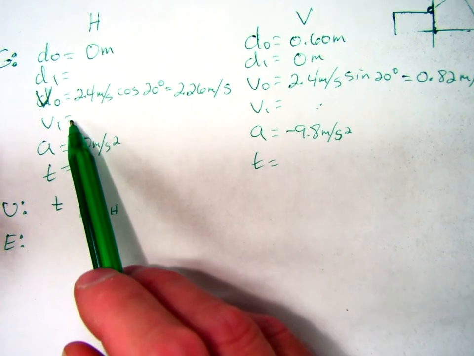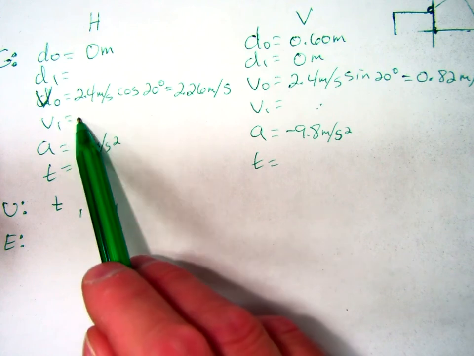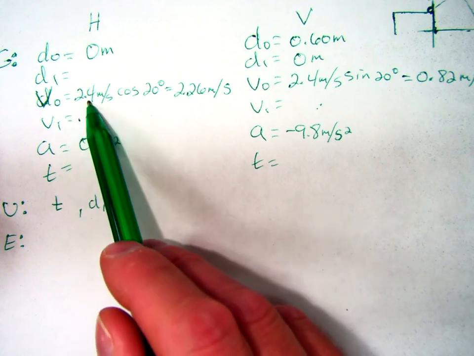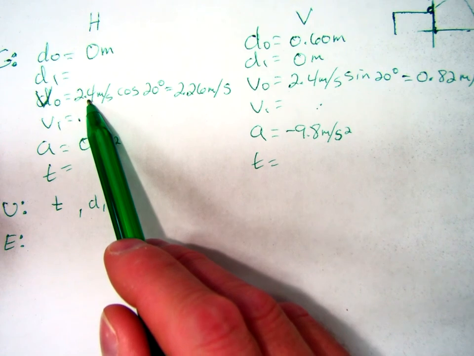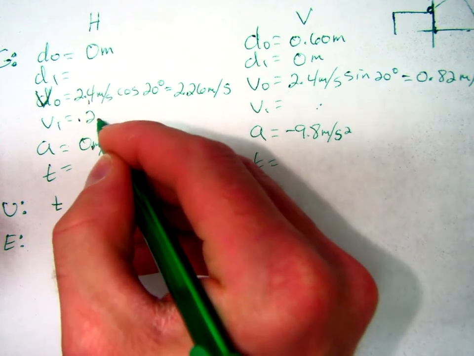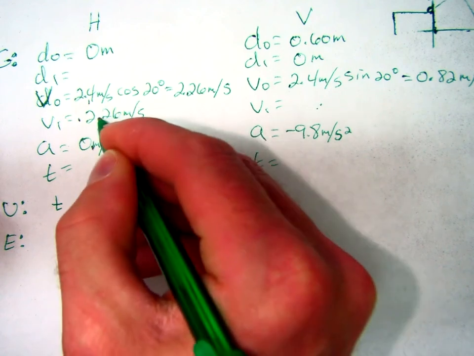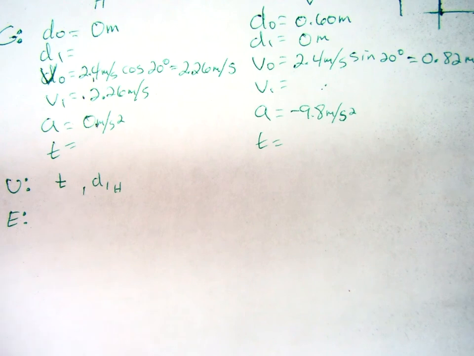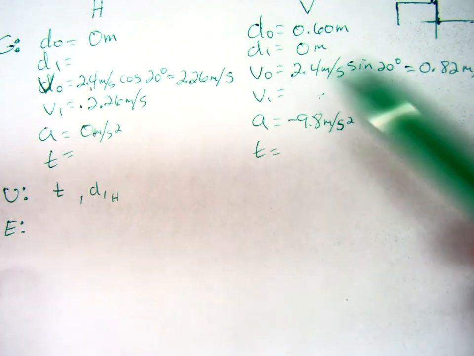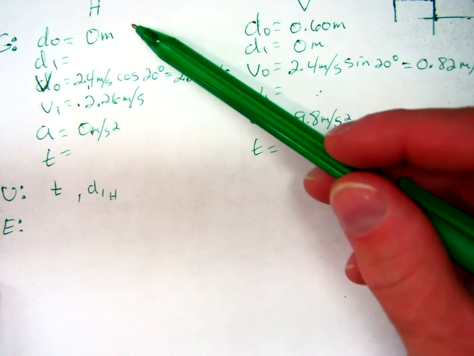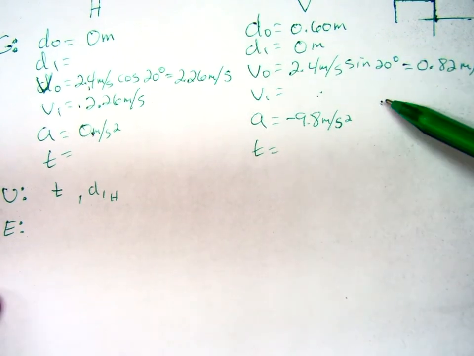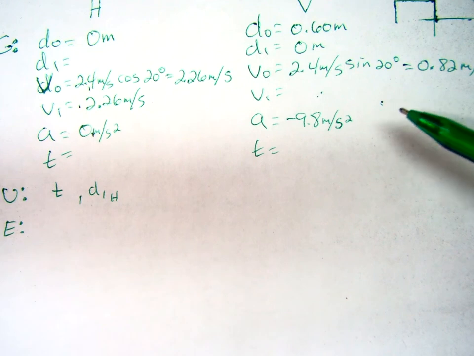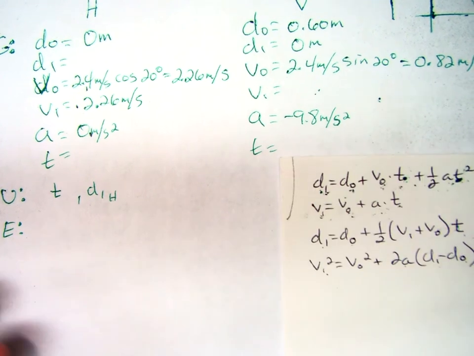Also, if there is no acceleration, then V1 is equal to V0. So horizontally, the velocity is constant. So we can say this V1 is also 2.26 meters per second. Now, we're not going to use V1, so it really doesn't matter whether we have that written down or not, but that is one thing you can fill in. We're going to solve for time, and we do not have enough information here to solve for time in any of the equations. So I'm going to go over here to my vertical side, and I'm going to solve for time in the vertical.